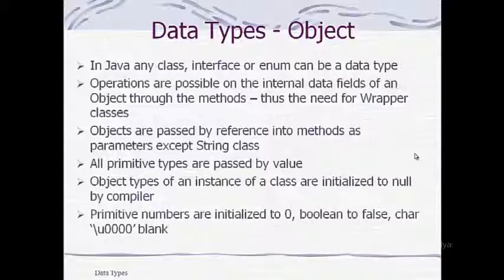Primitive numbers are initialized to 0, boolean to false, char to blank, represented by \u0000.